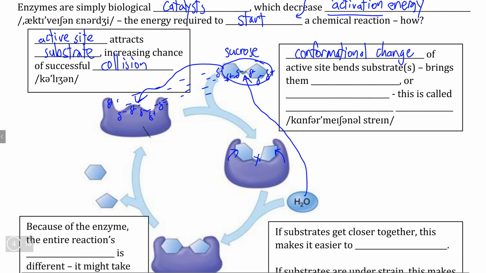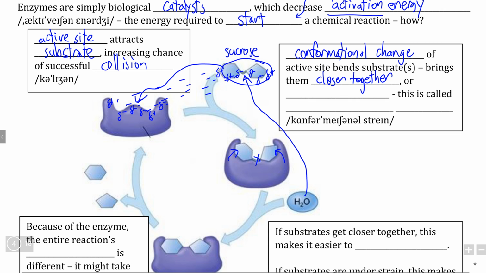Now, depending on what the reaction being catalyzed is, the conformational change can have a number of possible effects. One possibility is that it brings multiple substrates closer together, and this would be very useful because if this enzyme were catalyzing a dehydration synthesis reaction, you would want the two molecules being joined together to be closer together so that it's easier to form the bond between them.